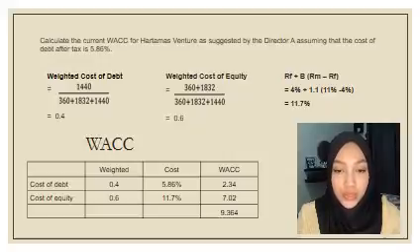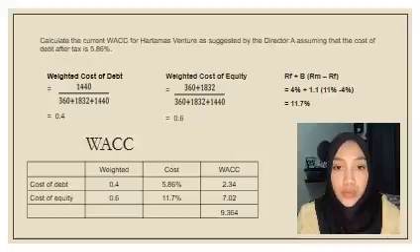From the question, we know that the cost of debt is stated as 5.86%, but we have to find the cost of equity. So we have to generate it from the formula: risk-free plus beta times (market return minus risk-free). Our risk-free is 4% plus 1.1, which is our beta, times 11% minus 4%, and then we get 11.7% for the cost of equity. So we have to put that 11.7% in our WACC under cost.